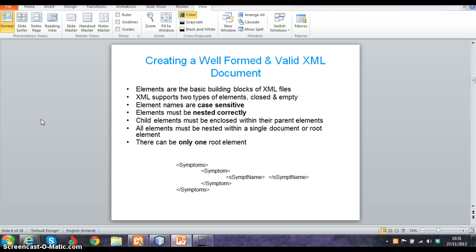So if you look at the example just below, symptoms, plural, is our root element. Symptom is the parent or class element, and then symptom name is an element of that.